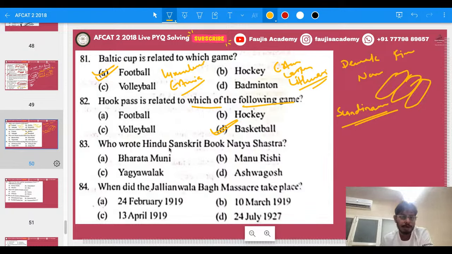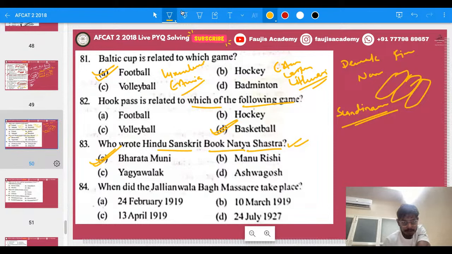Who wrote the Sanskrit book Natya Shastra? Natya Shastra was written by the sage called Bharata Muni. Bharata Muni is the answer.